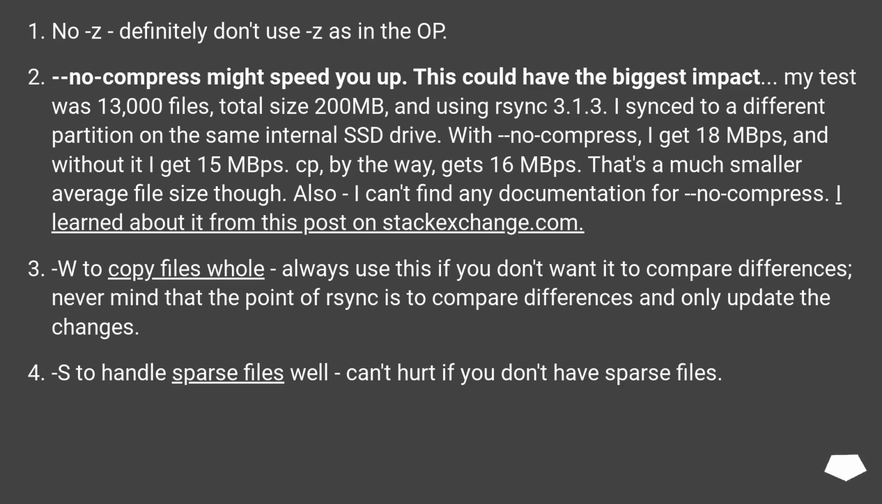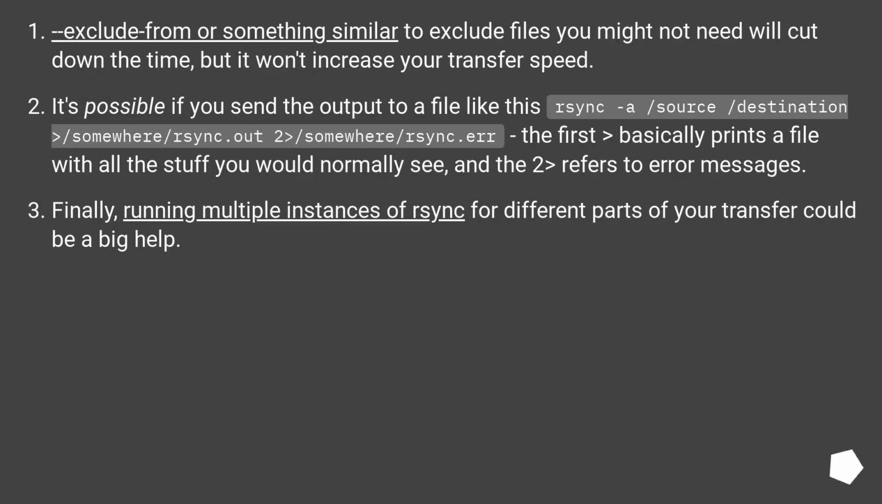-W to copy files whole, always use this if you don't want it to compare differences, never mind that the point of rsync is to compare differences and only update the changes. -S to handle sparse files well, can't hurt if you don't have sparse files. --exclude-from or something similar to exclude files you might not need will cut down the time, but it won't increase your transfer speed. It's possible if you send the output to a file like this: rsync -a /source /destination > /somewhere/rsync.out 2> /somewhere/rsync.err. The first greater-than basically prints a file with all the stuff you would normally see, and the 2 refers to error messages.